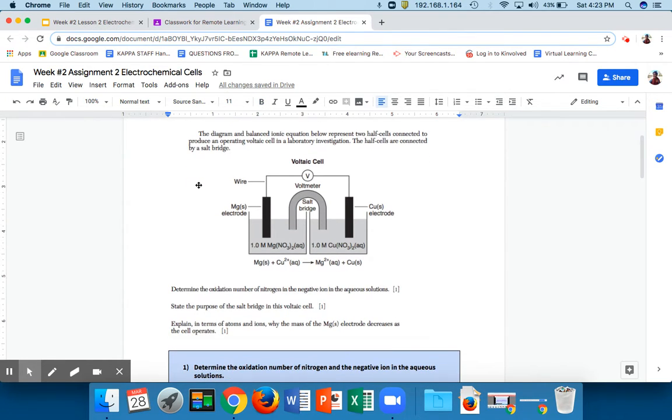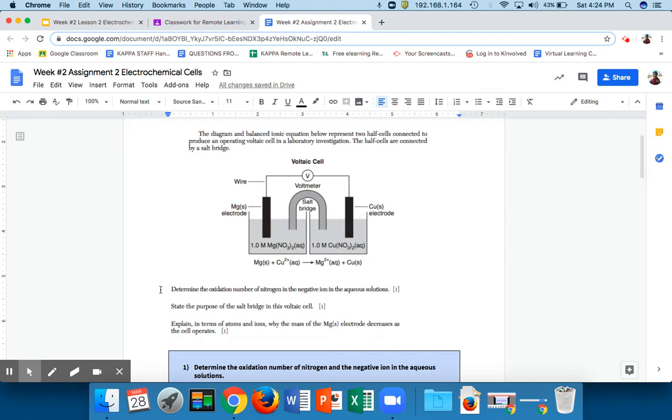So question 1. The diagram and balanced ionic equation below represent 2 half cells connected to produce an operating voltaic cell in a laboratory investigation. The half cells are connected by a salt bridge. These terms should sound familiar to you because you already watched lesson 2 for this week.